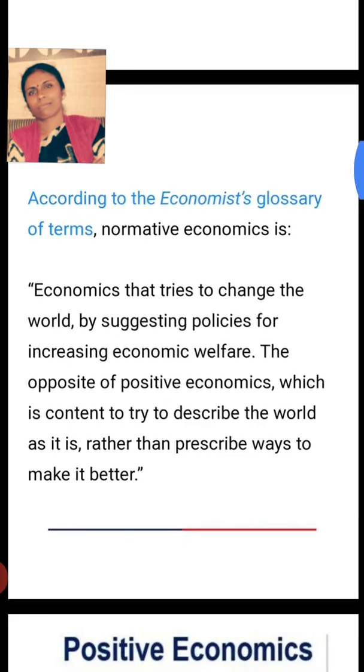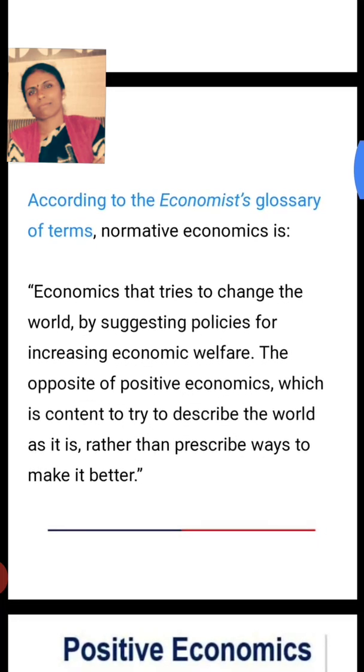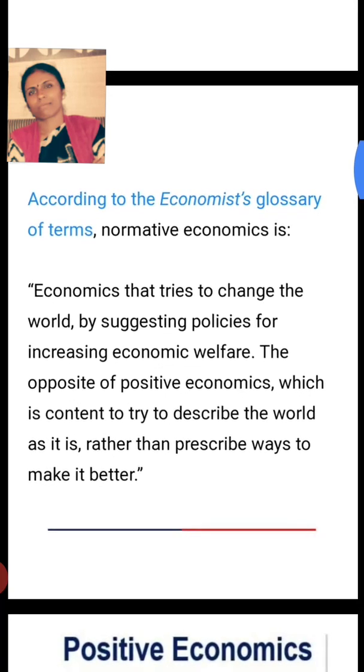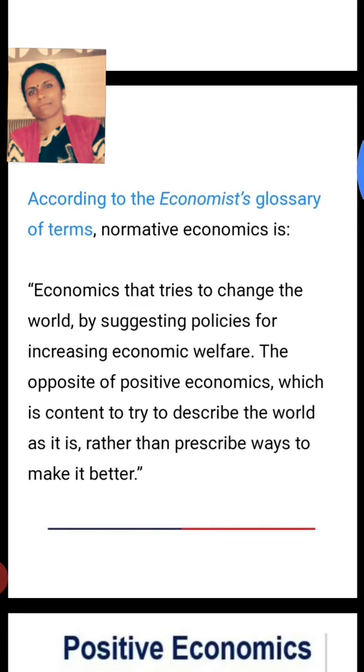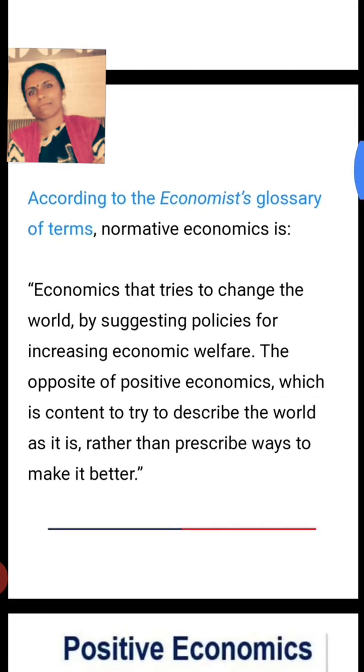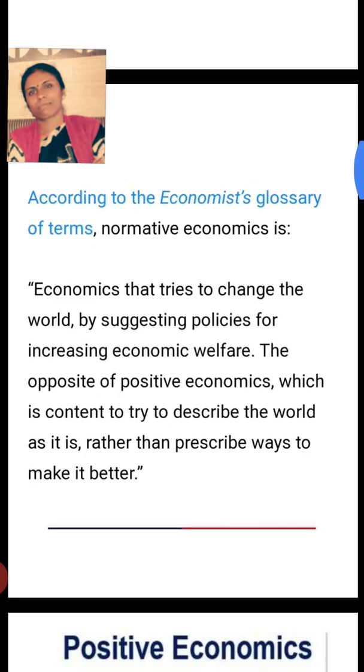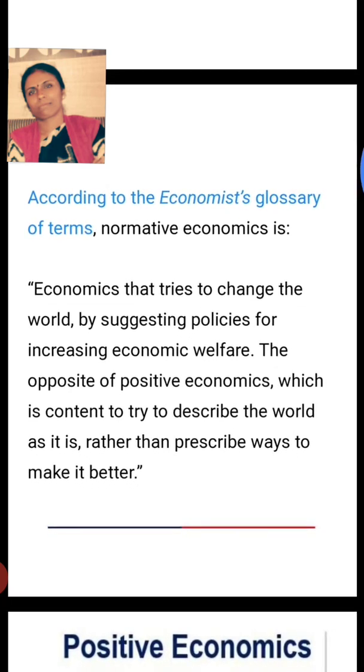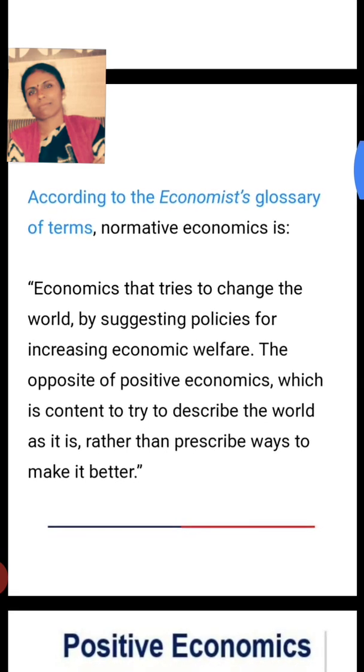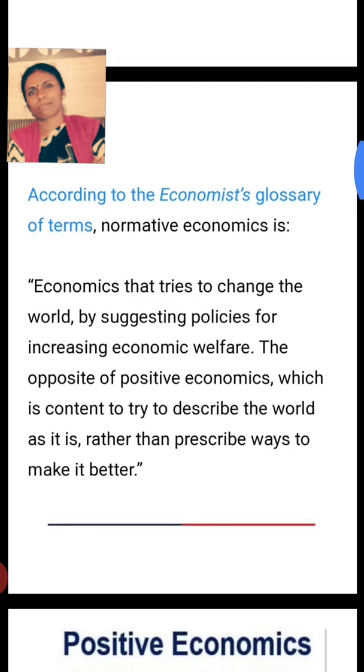The opposite of this is positive economics, which is content to try to describe the world as it is rather than prescribe ways to make it better. It means positive economics explains the things as they are, and on the other hand normative economics gives us a good idea about, or suggests, policies for increasing the welfare of the people of the country.